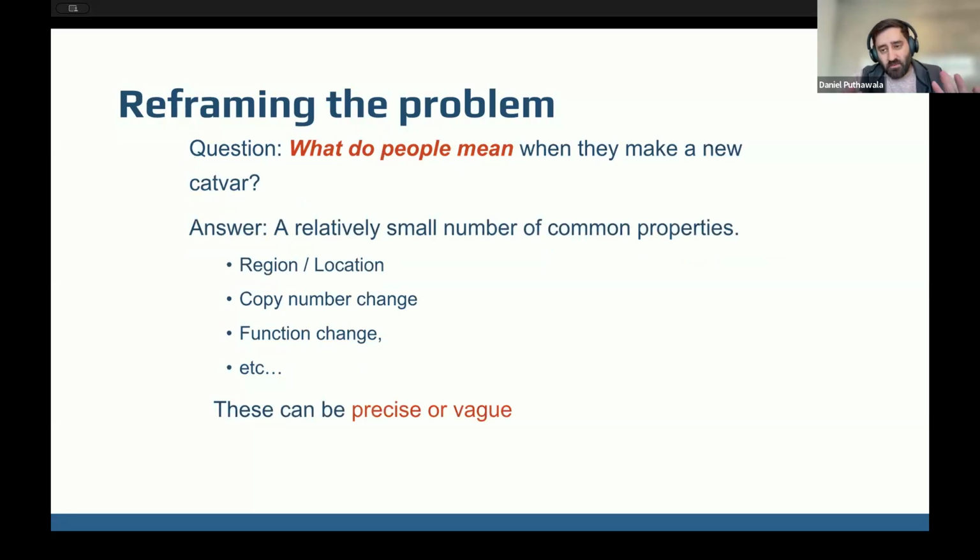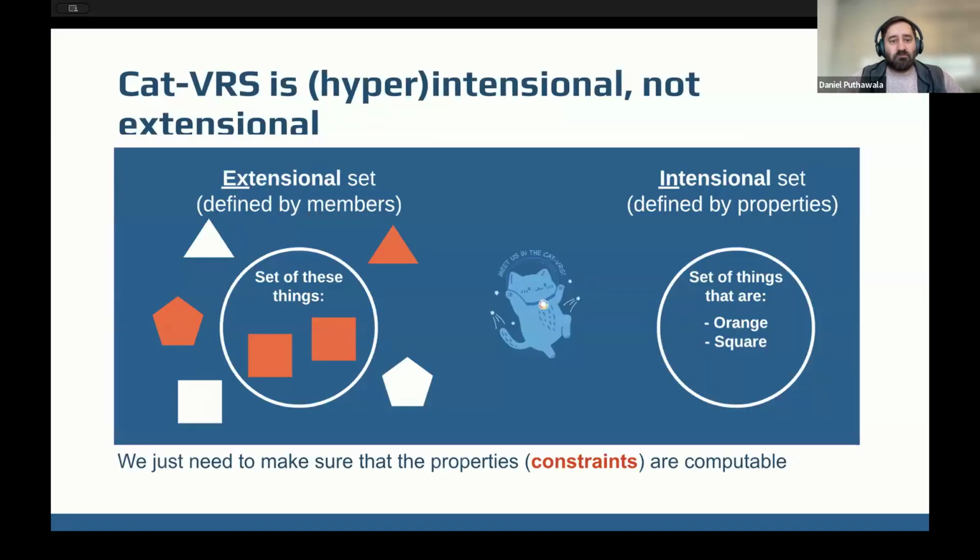So one complication of this, which we'll come back to, is the fact that these can be extremely vague, or precise. So a location could be as precise as this exact nucleotide in this exact part of this exon of this gene. But a region could also be as vague as just chromosome 11 variants, right? Which is incredibly broad. So that was an interesting challenge to model, but we're able to address it.